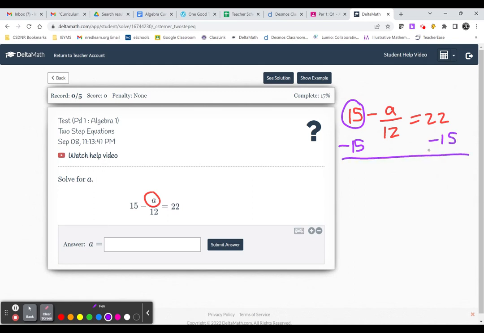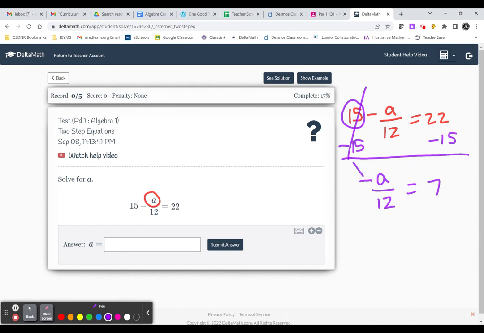Now I'm writing it vertically underneath, but you can write it horizontally if you'd like. This makes 0, so bring down the minus, bring down the A, bring down the 12. 22 minus 15 is 7.